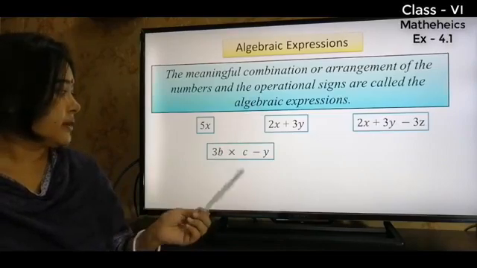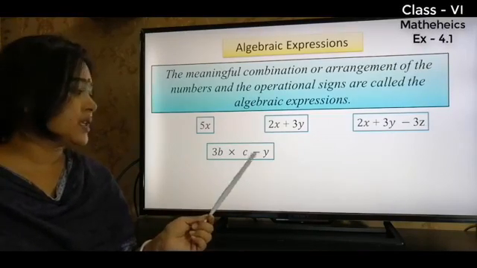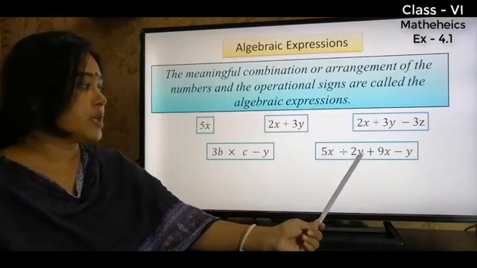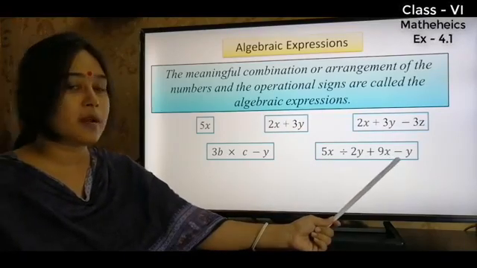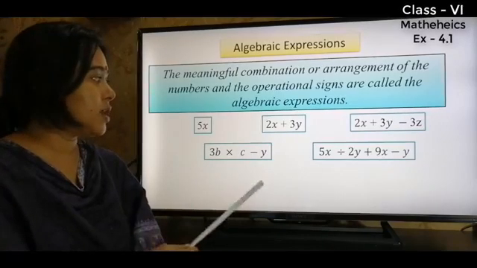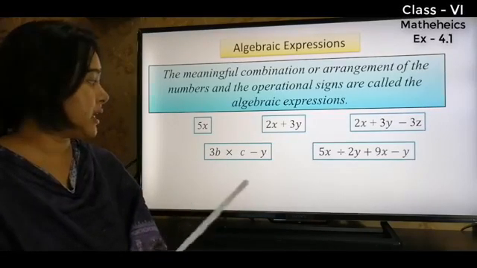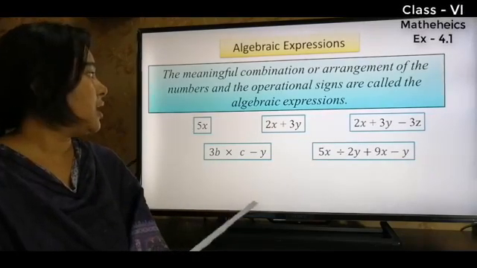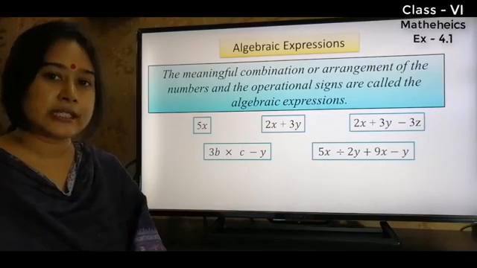And here another example is 3b into c minus y, and 2x divided by 2y plus 9x minus y. Here are all the examples of algebraic expressions. You can see the meaningful combination or arrangement of numbers and operational signs here.